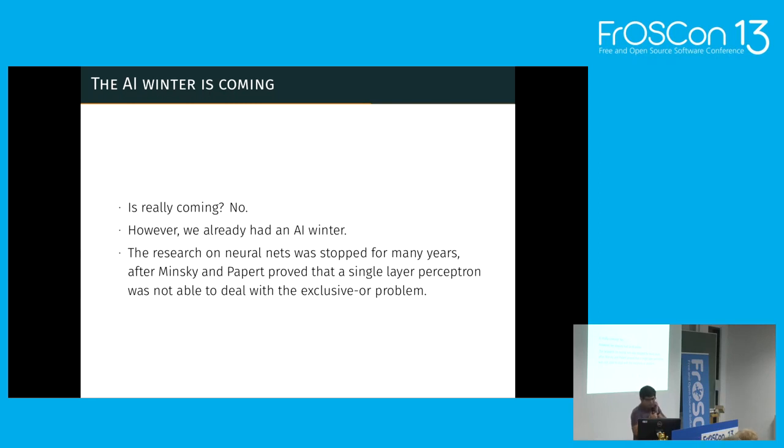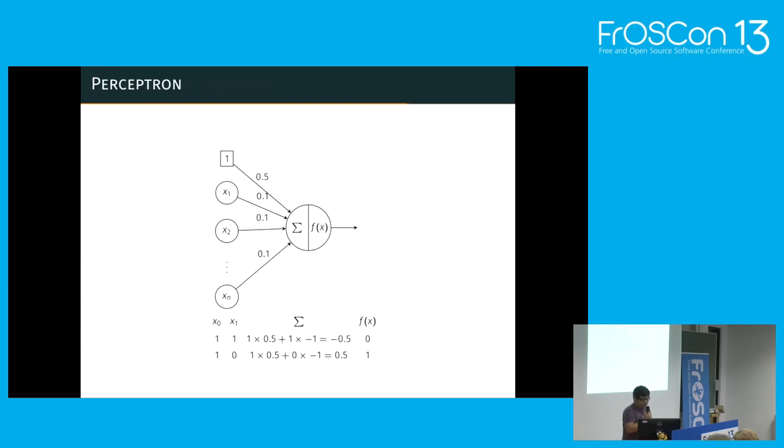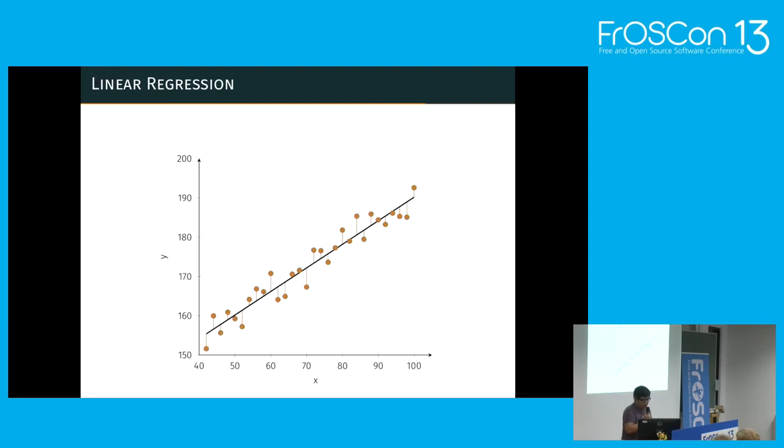Yeah, I want to show some small code showing that it's possible to solve this exclusive OR problem using only one neuron if we change a little bit some concepts. And also I want to show some small lines of code implementing linear regression, multiplying some matrices.